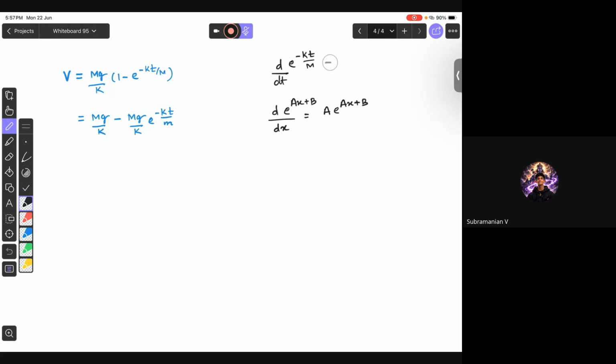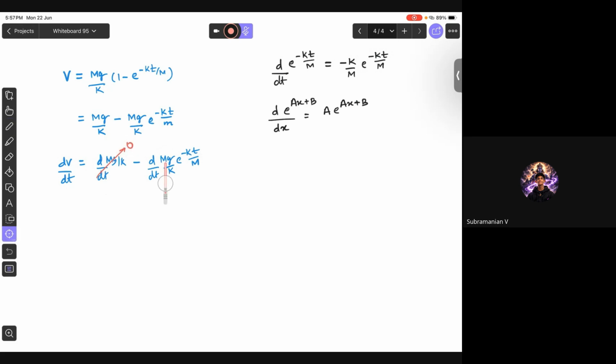So the coefficient of the variable term here is minus k by m. So its differentiation will be minus k by m into e to the power minus kt by m. So you do the differentiation: dv by dt will be the differentiation of mg by k, which is constant, minus the differentiation of mg by k into e to the power minus kt by m. So this is 0.